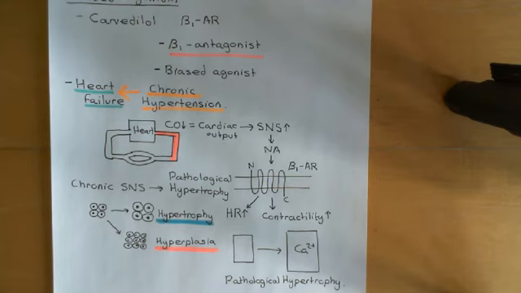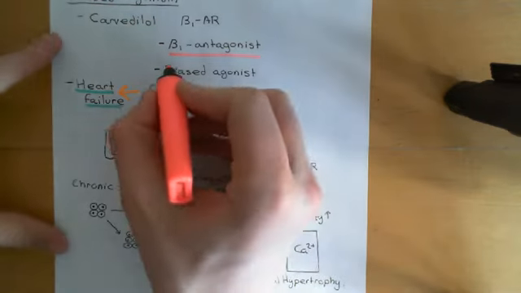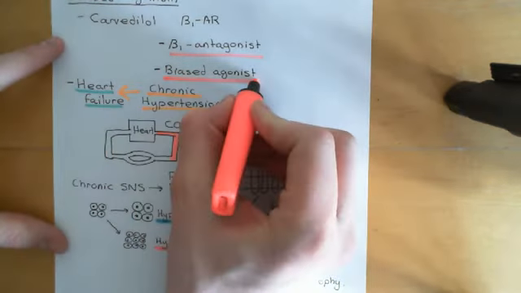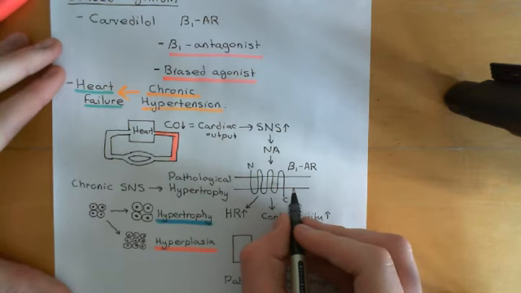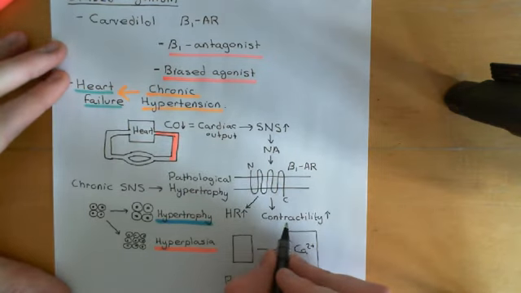Okay, however, it seems that Carvedilol doesn't actually do that. It does more than that. In fact, it's better than that. The reason it's good for heart failure is better than just being a beta-1 antagonist. It is actually a biased agonist. Okay, so let me talk a little bit more about how the beta-1 adrenergic receptor causes the rise in heart rate and the rise in contractility.